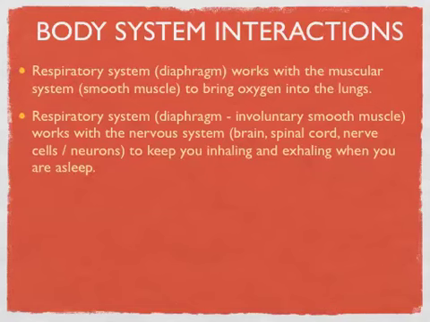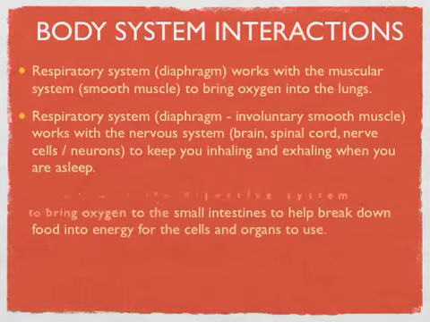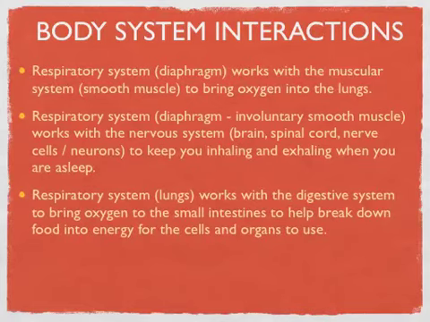We're also going to talk about the respiratory system interacting with the nervous system. So your brain, spinal cord, and nerves or neurons control the involuntary smooth muscles of your diaphragm. Remember, your brain stem is what controls those types of muscles. This allows you to inhale and exhale all the time, when you're asleep, when you're awake, anytime that you want. You don't have to think about it. That's the good part.